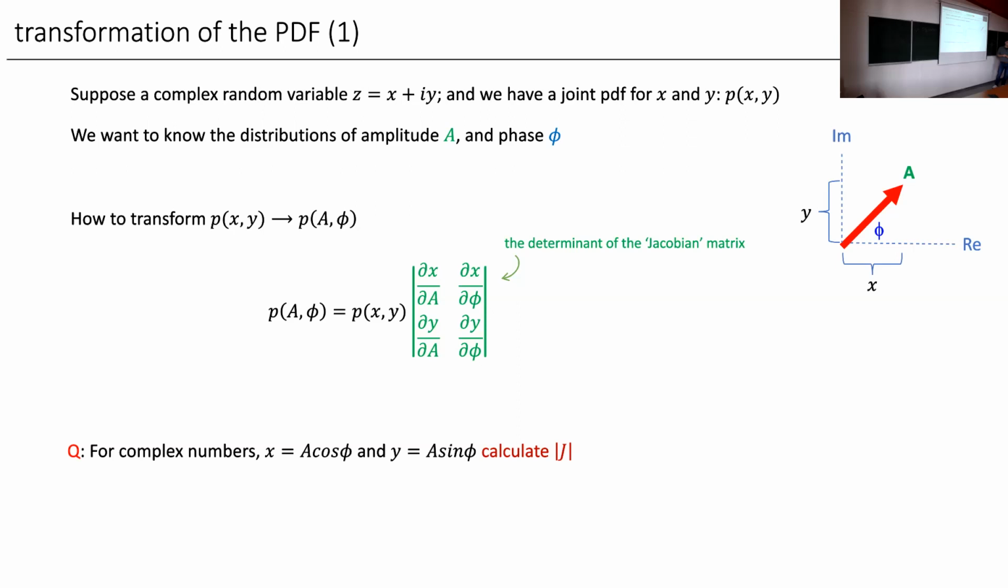Sines and cosines. Yeah, I might have made a mistake. Oh yeah, right, it is. So that means that if you know the PDF, the joint PDF.